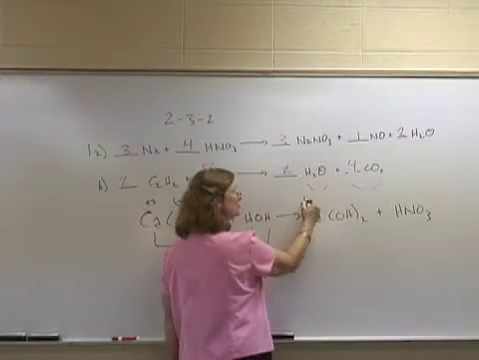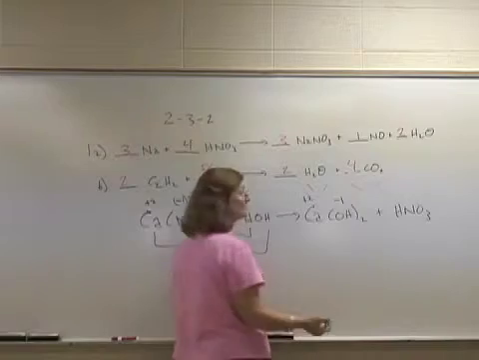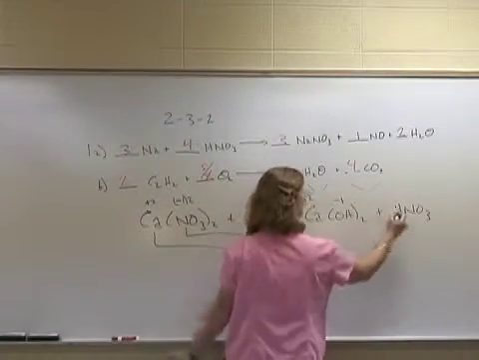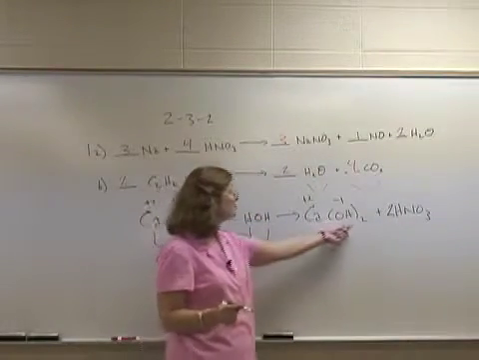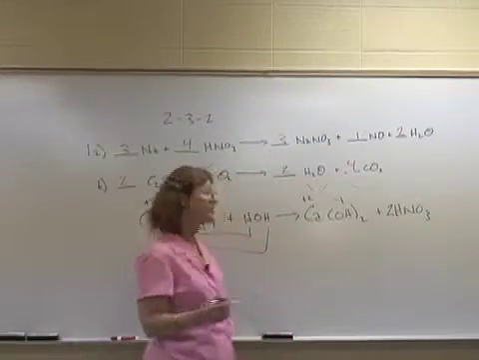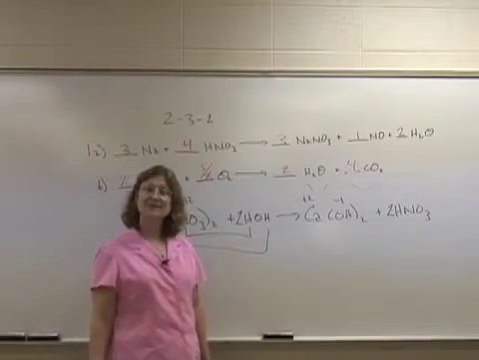Calcium is +2, hydroxide is -1, and therefore I need 2 hydroxides. There are 2 nitrates in my salt, so I need 2 nitric acids. This gives me 2 hydrogens plus 2 hydrogens gives me a total of 4 hydrogens. Therefore, I need 2 waters. And that's how you do number 2.